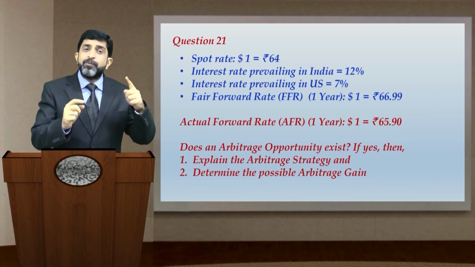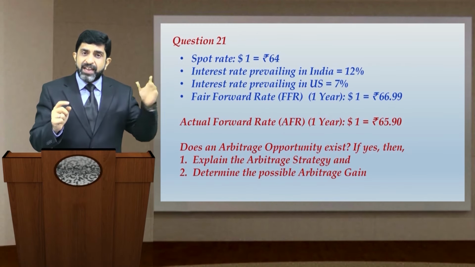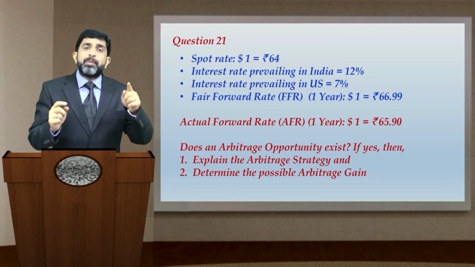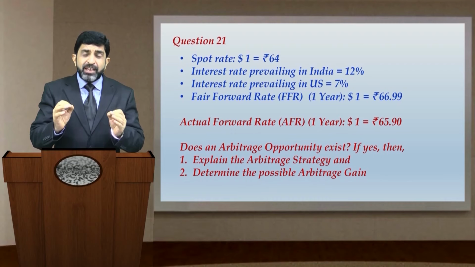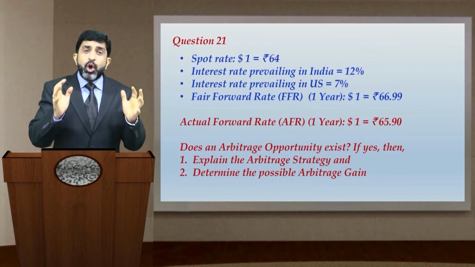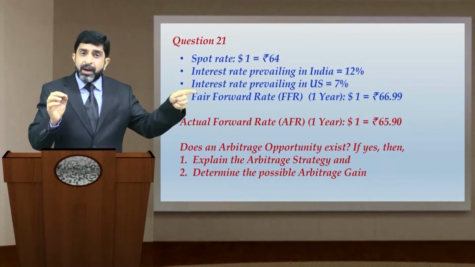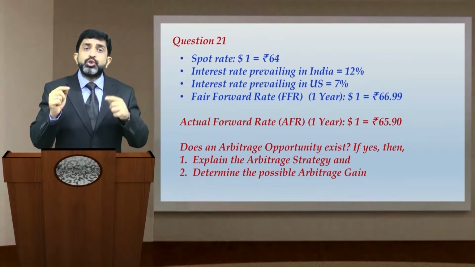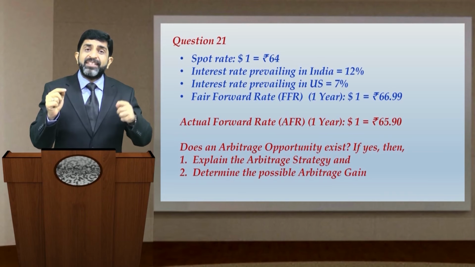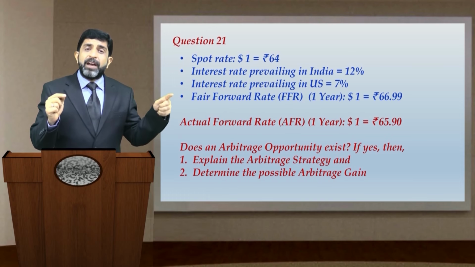That means in the forward market, the price of dollar should be 66.99, but in the forward market, the price of dollar actually is 65.90. So that clearly conveys the message that in the forward market, the dollar is underpriced. Understand this point. In the forward market, dollar is underpriced. Why? Because its price should have been, I repeat, its price should have been 66.99. Its actual price is 65.90.